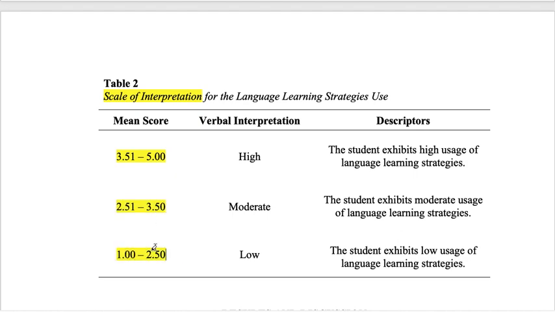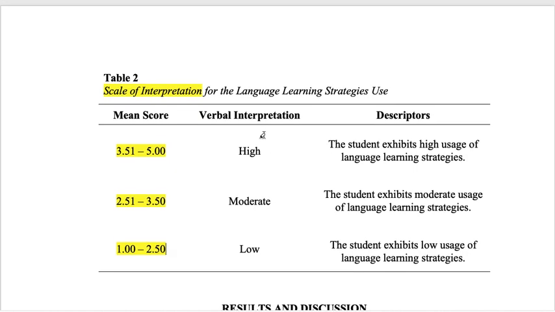And there should be a verbal interpretation for each of the mean scores. Okay, for this range of means or average of responses, there is a corresponding verbal interpretation and descriptors. So you are to provide the same thing in your research manuscript. So how do we interpret the means of responses? Through a scale of interpretation aligned with your statement of the problem, research questions, survey questions, and the entire research instrument.